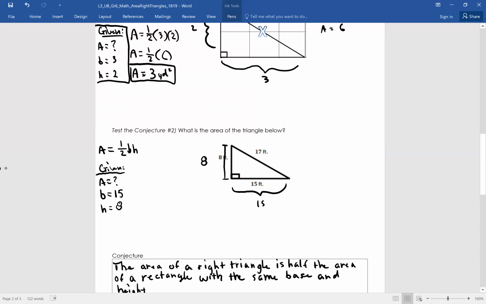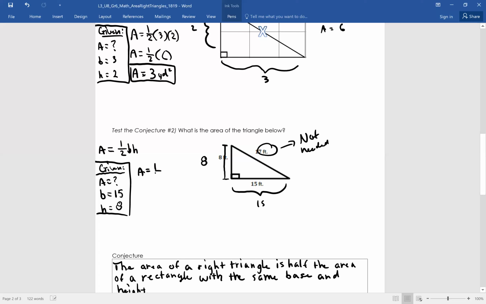Now, a lot of you may be asking, well, why did they put the 17 there? Well, they put the 17 there for a few reasons. They want to see if you know exactly what numbers you are supposed to use. 17 is not needed to answer this question. It's not needed, it's not necessary. We don't need that to answer this because all we need is our base and the height. Now we can do our substitution.